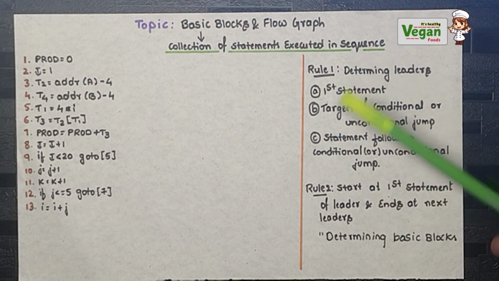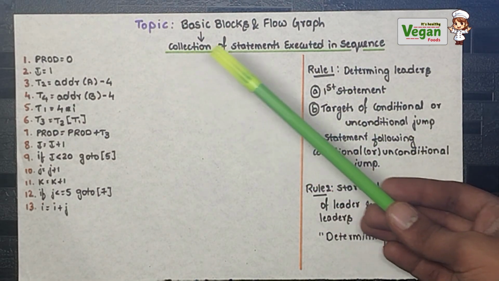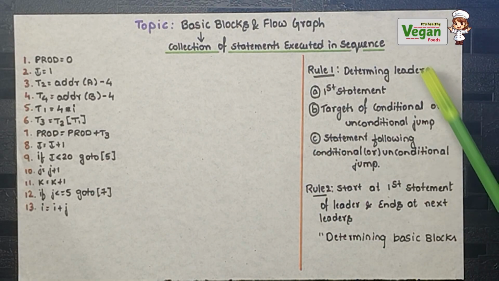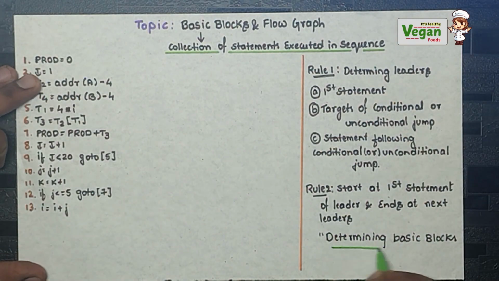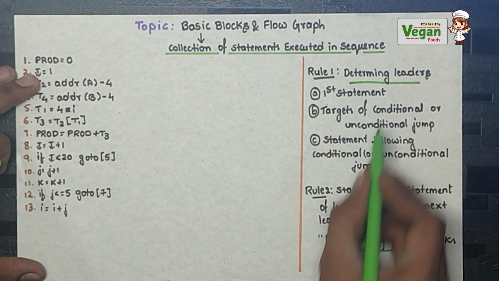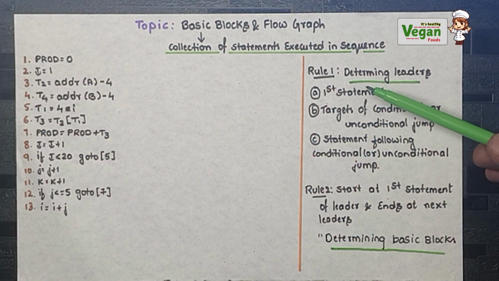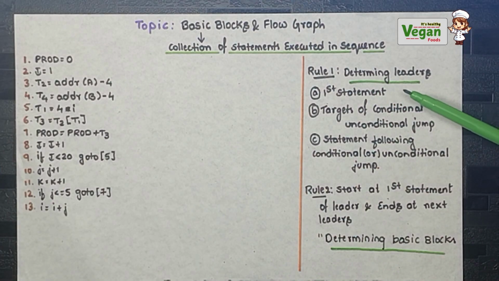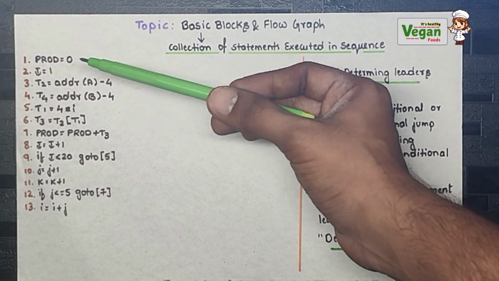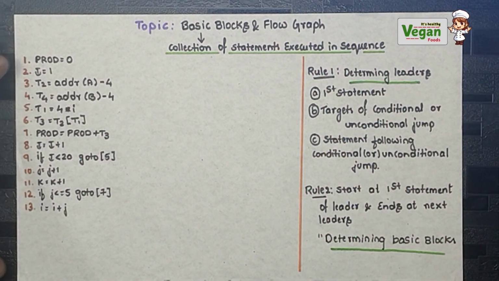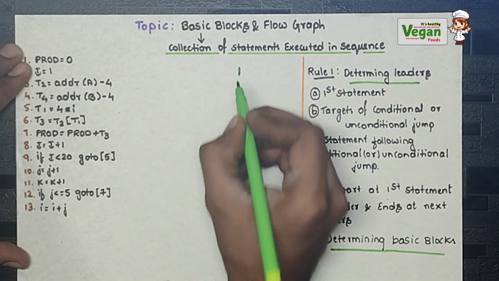There are two rules to know about the basic block and how to represent the flow graphs. First is to determine the leaders, and the second one is to determine the basic blocks. While determining the leaders, the first statement will be the leader. Here the first statement is prod is equal to 0, so this will be the leader. Let's write the leaders first.